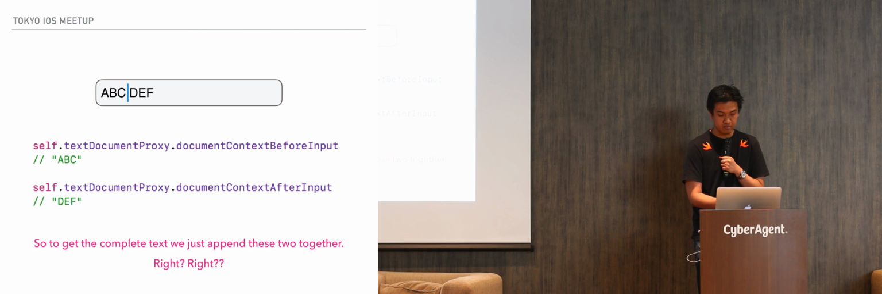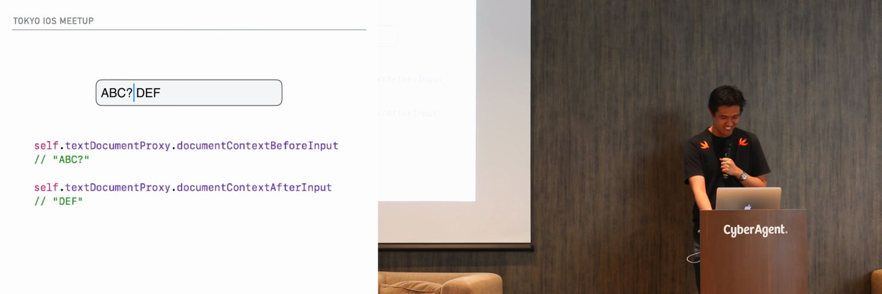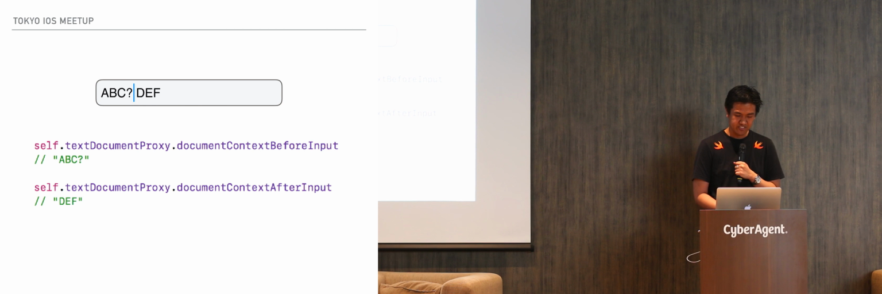And if the cursor is in the middle, you'll get the left side is ABC here and the right side is DEF. So to get the complete text, we just append the two together, right? Right? Okay, so this is a special case. For example, put a question mark in the middle of the text. So as assumed, we can have the left side as ABC question mark and the right side as DEF.